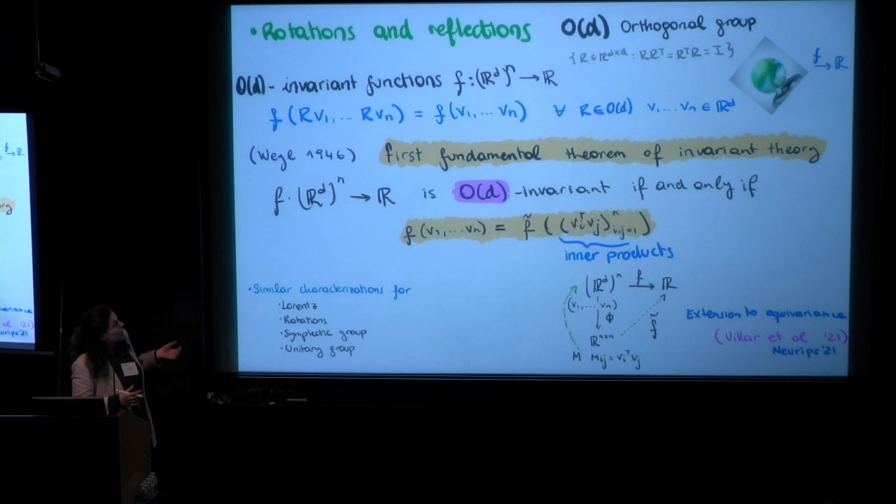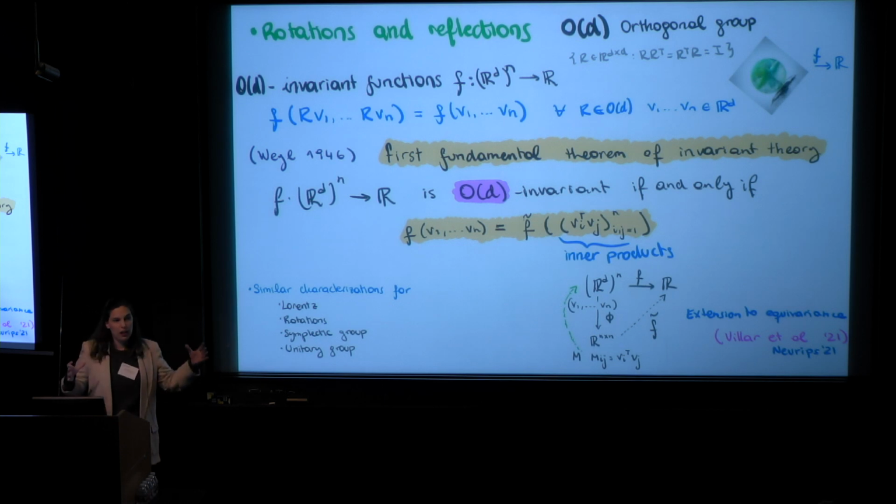And the orthogonal transformations are rotations and reflections, and this can be dealt with by the first fundamental theorem of invariant theory. It tells you that any function that takes n points in Rd that is invariant with respect to orthogonal transformations, which means that you apply the same orthogonal transformation to each of the n points in Rd, can be written as a function of the inner products of the input vectors. And this is an if and only if.